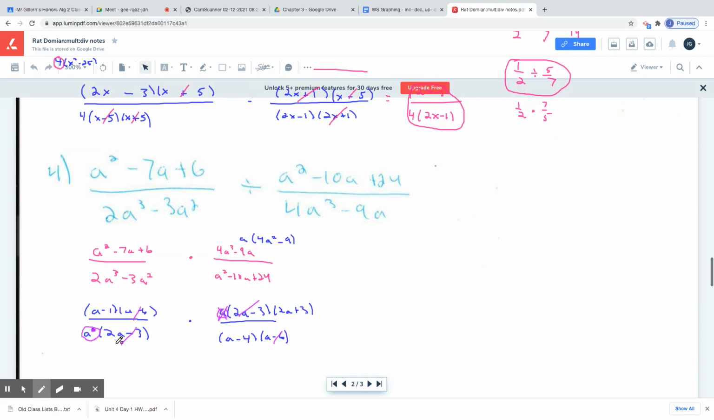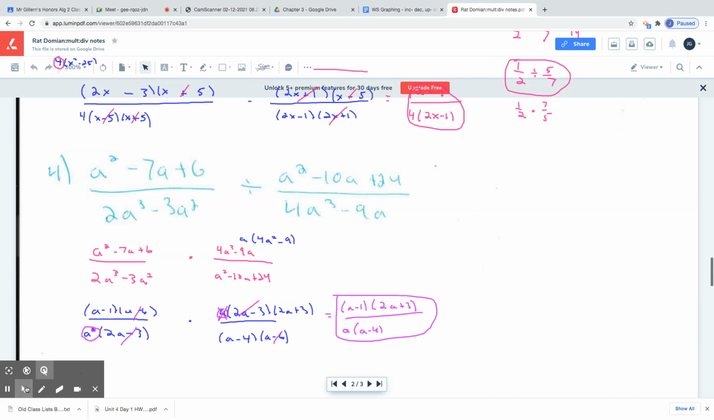I think that's it, right? Yeah. So I am left with a minus 1 times 2a plus 3. Remember, we don't actually FOIL that out. We just write the parentheses. There's an a left on the bottom, and there is an a minus 4. And there you go.